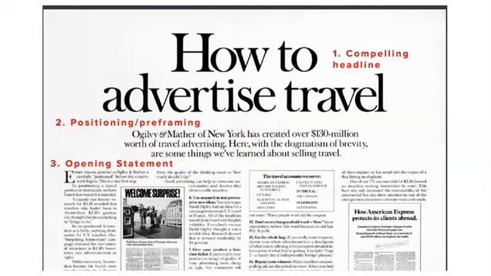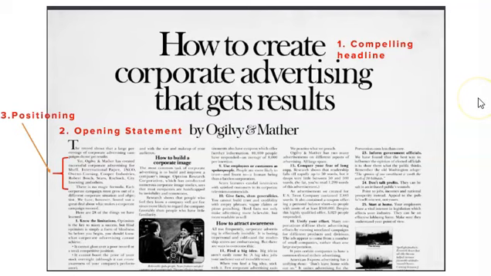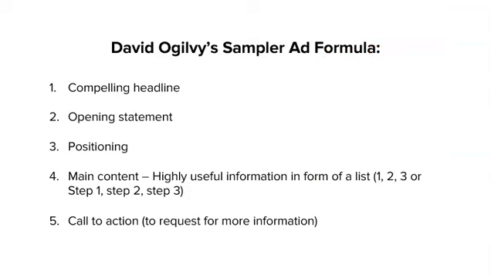Let's look at another one. This one says, how to create corporate advertising that gets results. And once again, he does the same thing. He starts with a compelling headline, a strong opening statement, and a positioning statement to get readers to see him as the real deal. So let's look at the entire formula he is deploying in all these adverts.